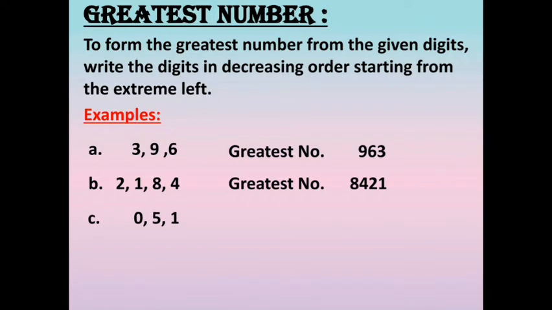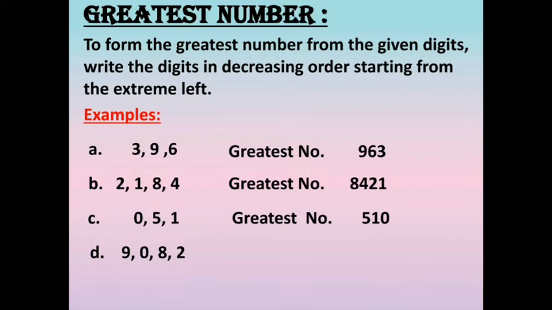Now we will see a number with 0. 0, 5 and 1. What is the greatest big digit? 5. After that 1. Then 0. So 5 will come in hundreds place, 1 in tens place, 0 in ones place. So the greatest number is 510.